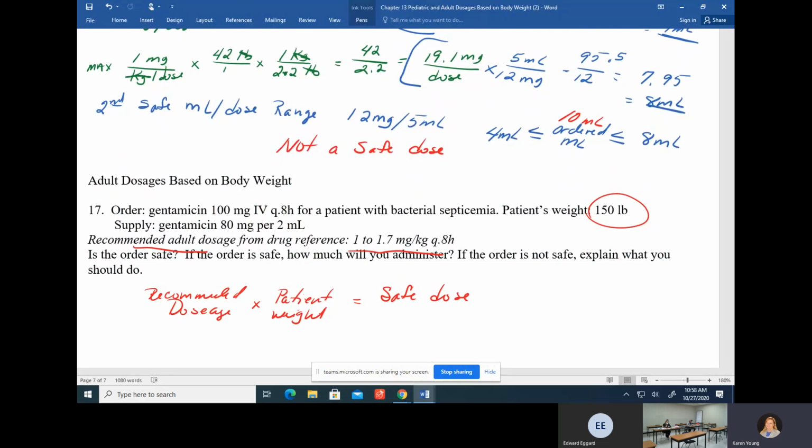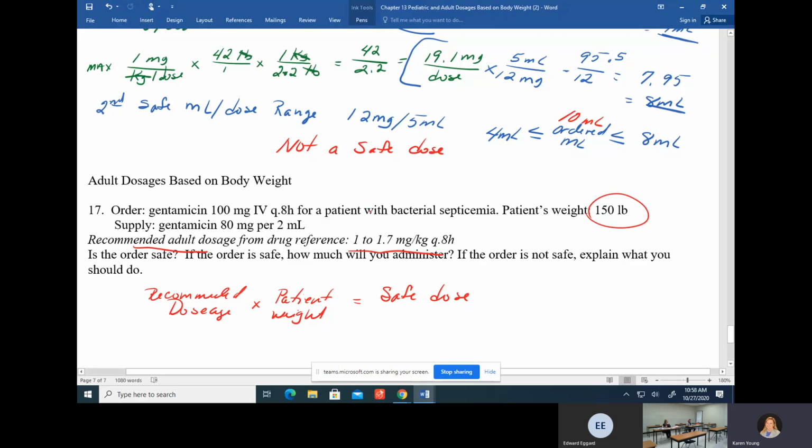Okay. Is the order safe? So we're going to compare that to what we have ordered. And if it's safe, then we're going to find it. I said I wasn't going to. Do I need to for y'all? This one to refresh it in your mind? By the looks of some of my faces in here, I would think so. It wouldn't hurt. Okay.